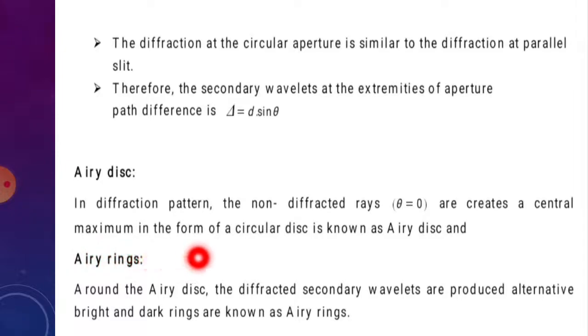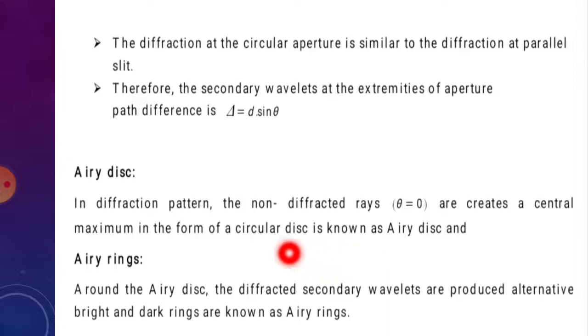Around the Airy disk, the diffracted secondary wavelets produce alternate bright and dark rings, which are known as Airy rings. So these are focused at O dash, corresponding to the position of the central maxima. The secondary wavelets traveling in a direction inclined at an angle theta are focused at the screen and form circular rings called Airy rings. They meet at a point on the screen. At that point we will get alternate bright and dark rings. Those are called Airy rings.